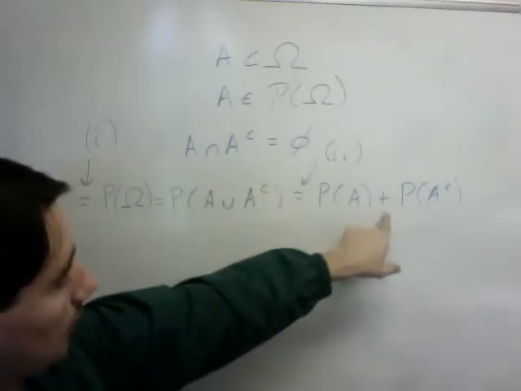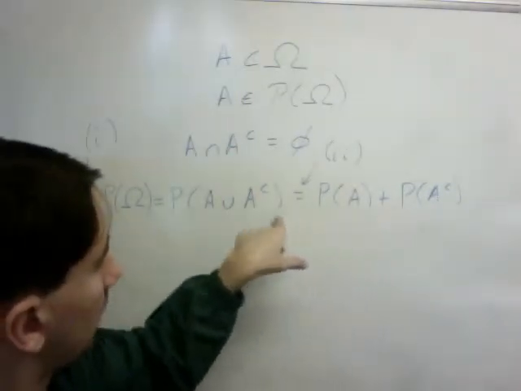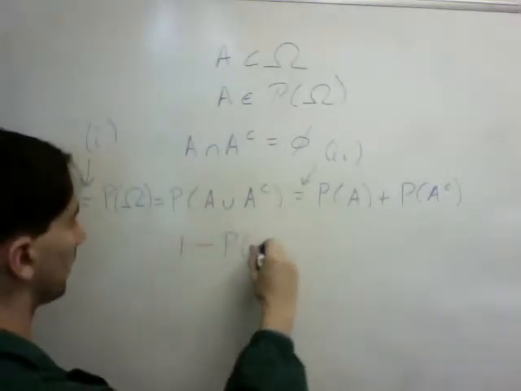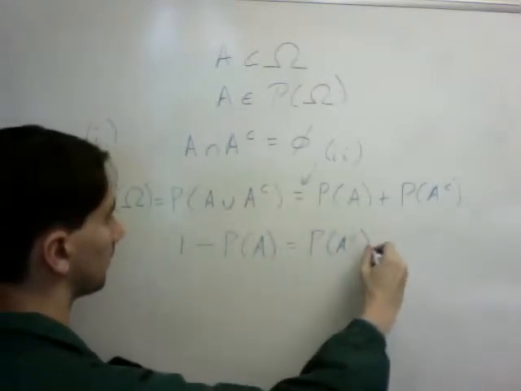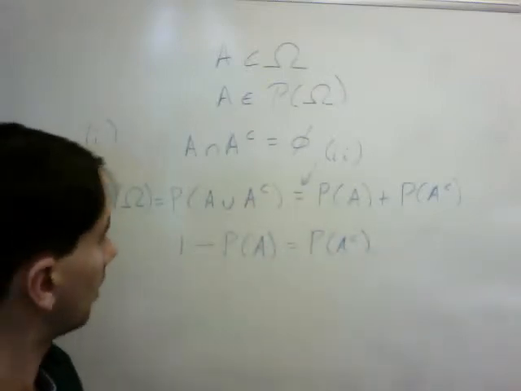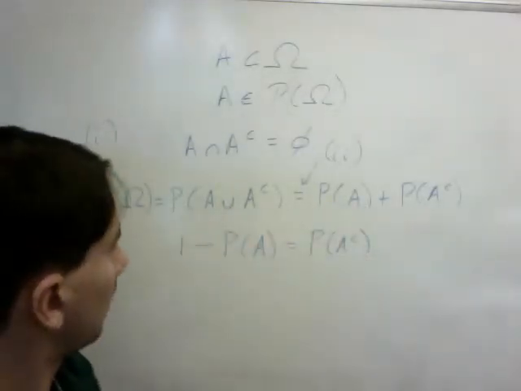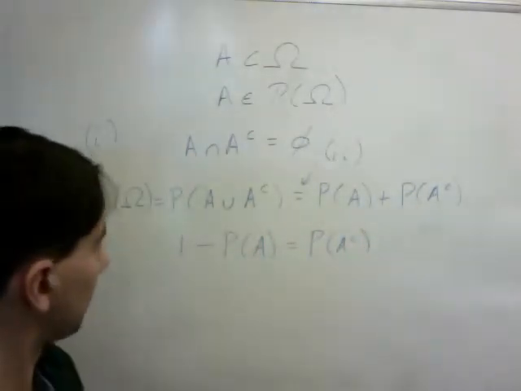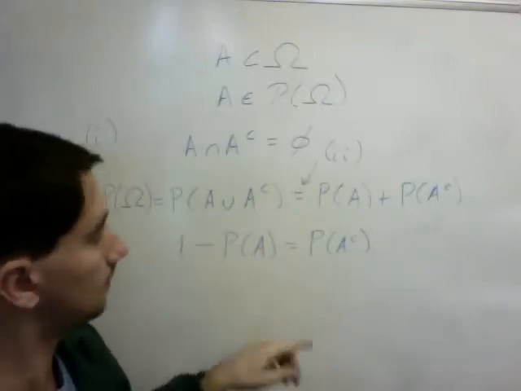So, if we subtract the probability of A to the other side, we have 1 minus the probability of A is equal to the probability of A complement. Or P of A plus P of A complement equals 1 is kind of interesting in itself. The probability that A occurs or doesn't occur is 1. And the probability that A doesn't happen is 1 minus the probability that A does happen.